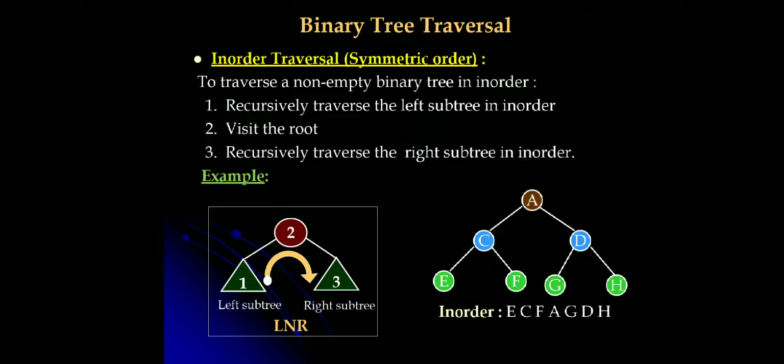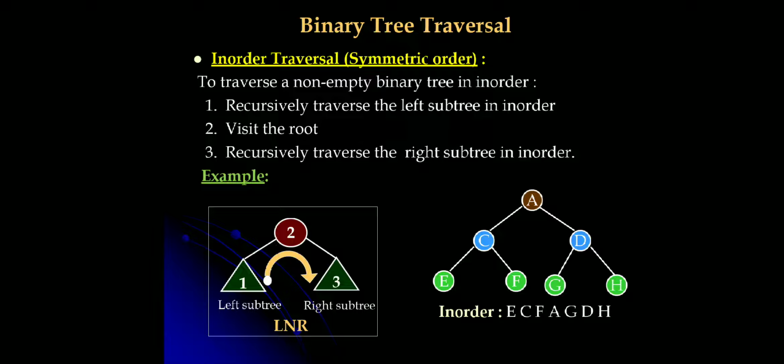For this example binary tree, what is the in-order traversal you are getting? First, go for traversing the left subtree in order. What is the traversal order you are going to get? It is ECF, that is left, root and right. ECF you will get. Then go for visiting the root of the tree, it is A.